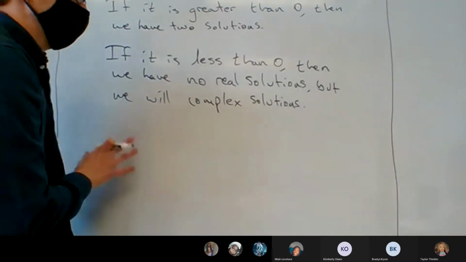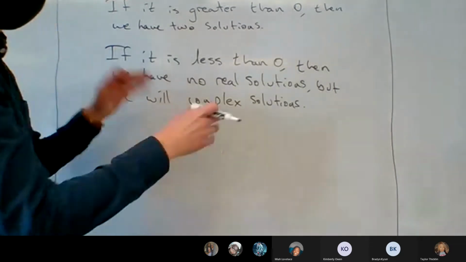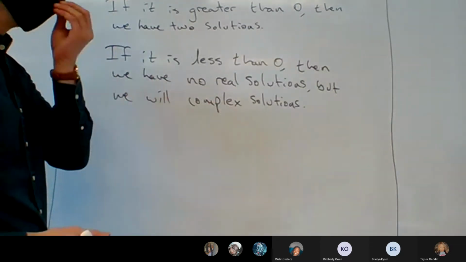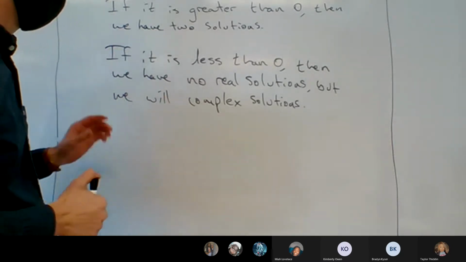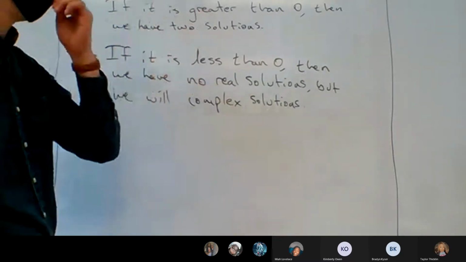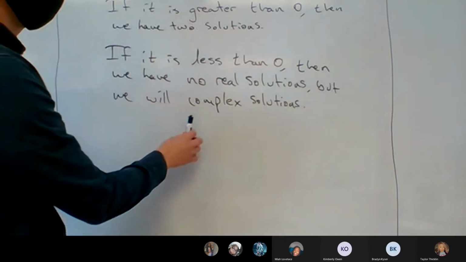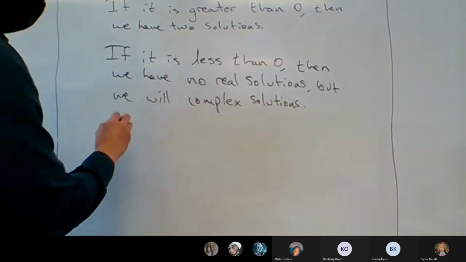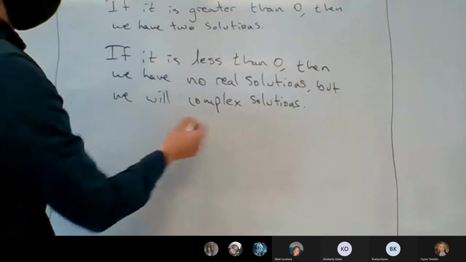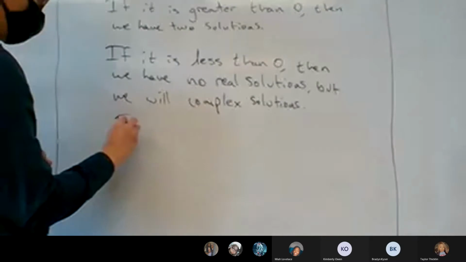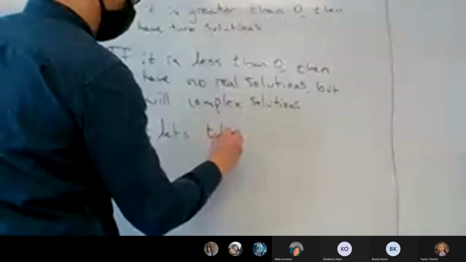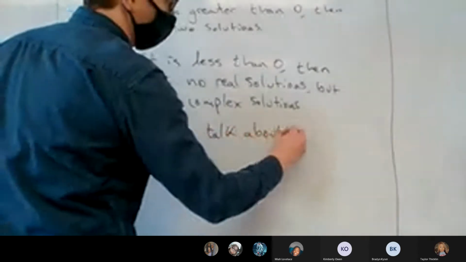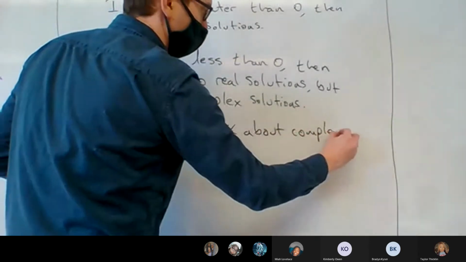But we can move into a larger number system called the complex numbers that can describe complex solutions. We'll say more about this, coming back to the quadratic formula, finding complex solutions. So first, before we start talking about complex solutions to these degree 2 equations, let's talk about complex numbers, because you may not have been introduced to those yet.